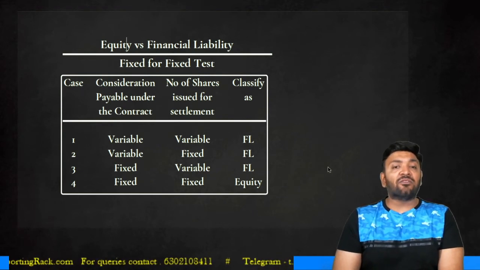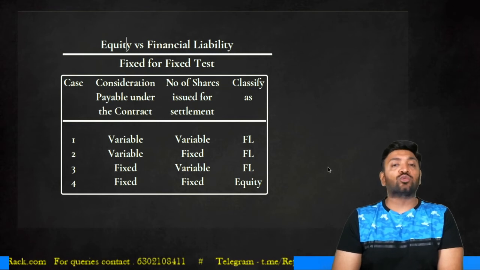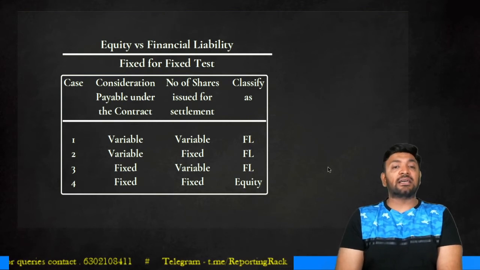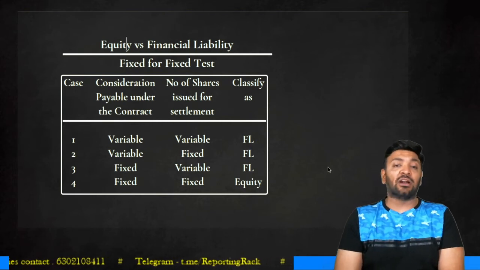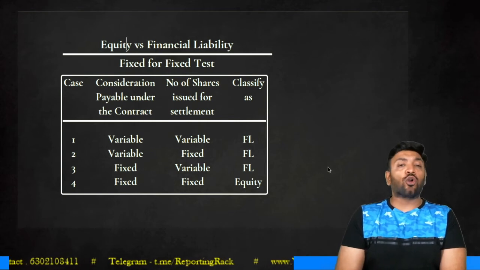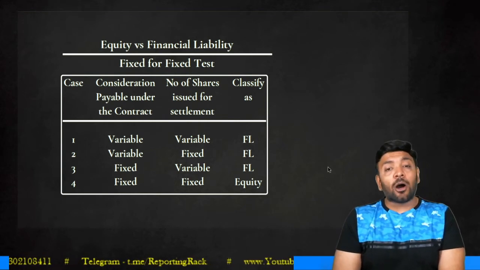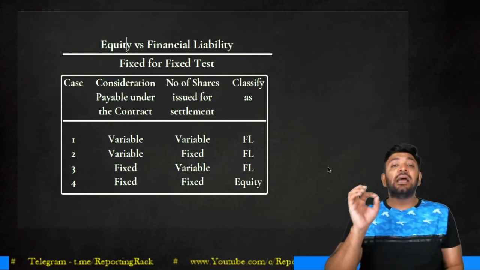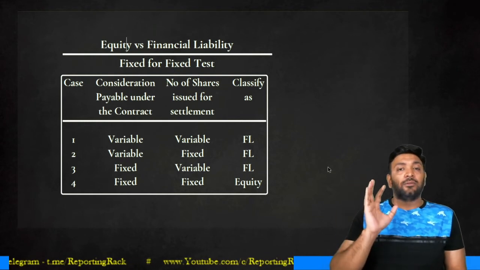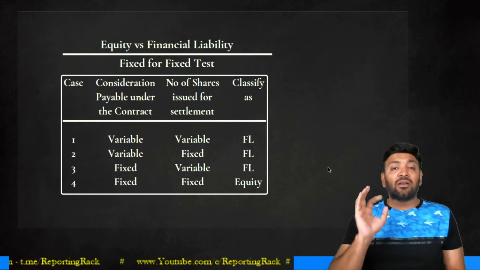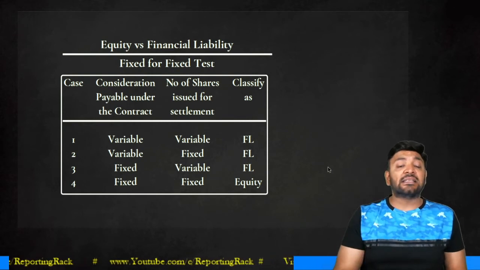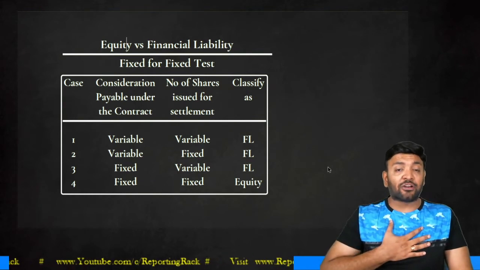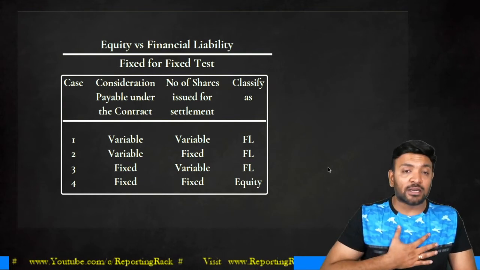My compulsory convertible preference shares were issued in the year 2020. I received an amount of 1 crore from the investors for which I issued them compulsory convertible preference shares. So 1 crore fixed consideration. My obligation is to deliver 10,000 equity shares of the enterprise at the end of 3 years under the CCPS, compulsory convertible preference shares. In such cases, the fixed for fixed test is being satisfied. So though they are preference shares, I will classify them as equity instruments only.